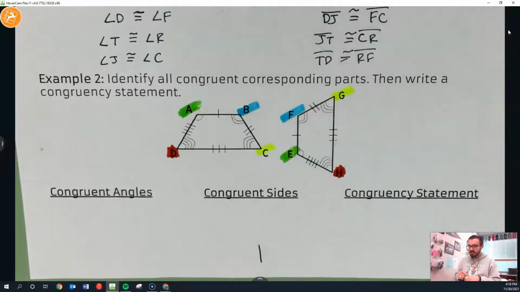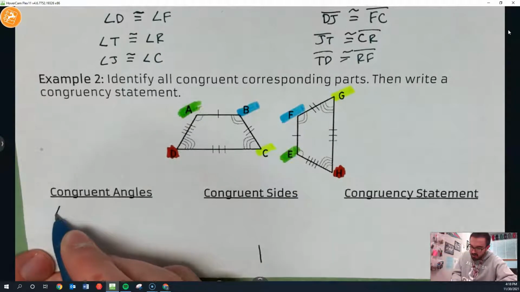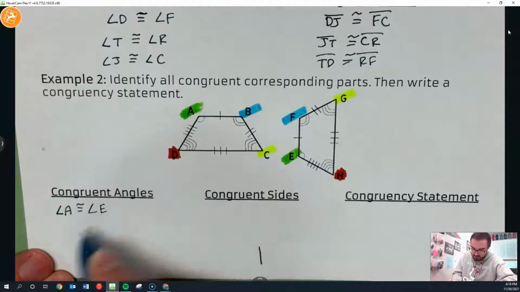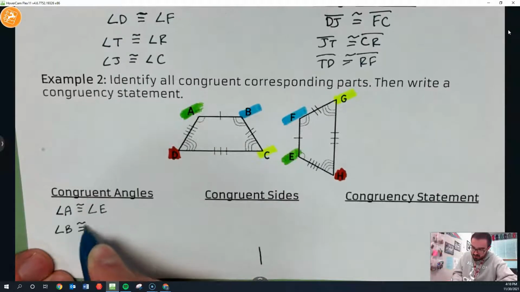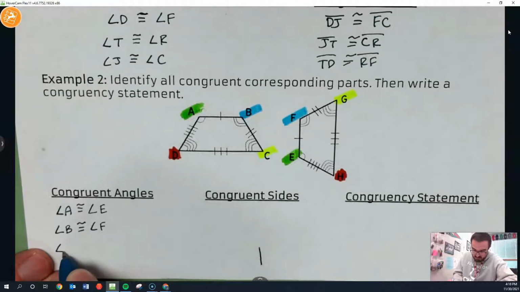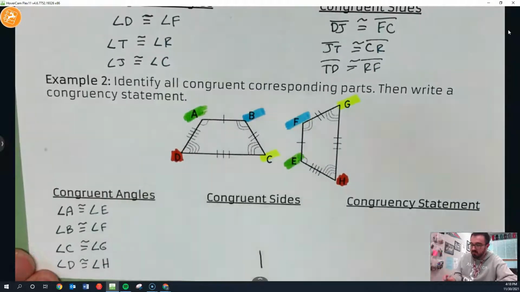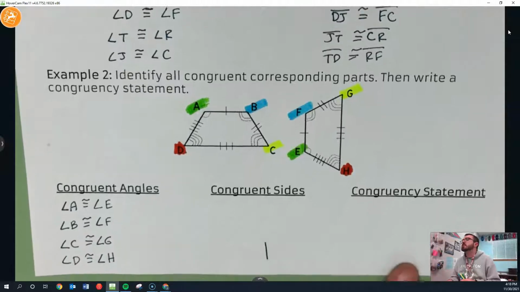Okay? Once you've got that laid up, it's pretty simple to do the congruent angles, right? We could have angle A, that's green, is congruent to angle E, right? Angle B, that's blue, is congruent to angle F, that's the same. Angle C would be congruent to angle G. And then finally, angle D would be congruent to angle H, right? That's pretty simple.